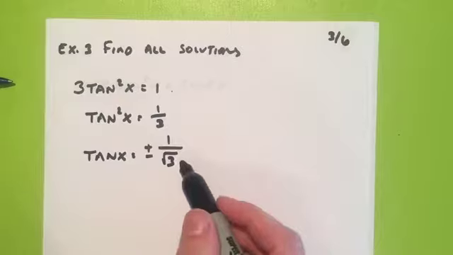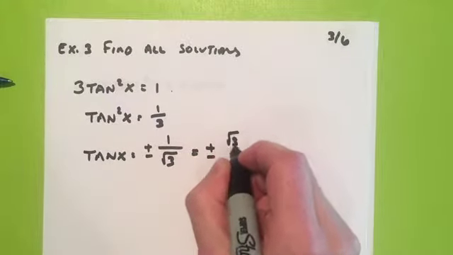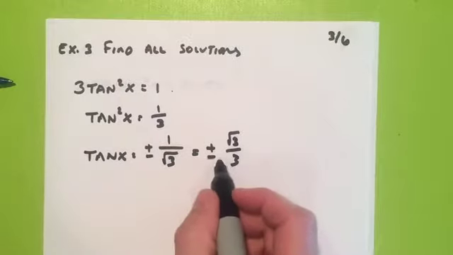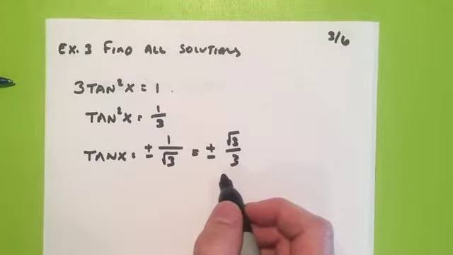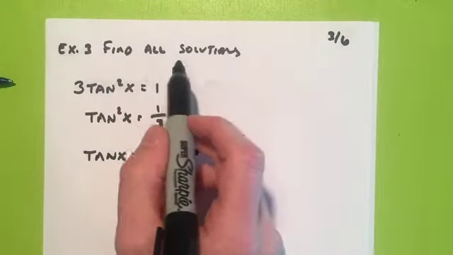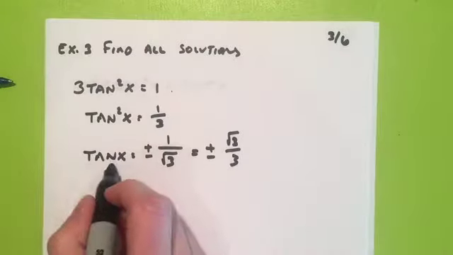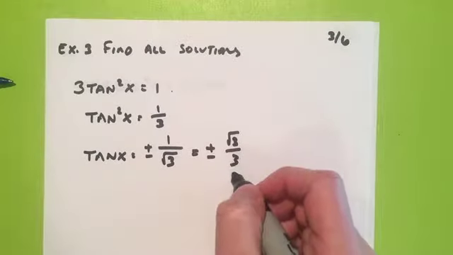Now, recognizing that's something around a circle, we could also usually see this as root 3 over 3. Now, it's plus or minus. Tangent's positive or negative, that could be quadrant 1, 2, 3, or 4. That's all 4 quadrants. We're looking for all solutions. So I want to think about what angles is tangent positive or negative root 3 over 3.